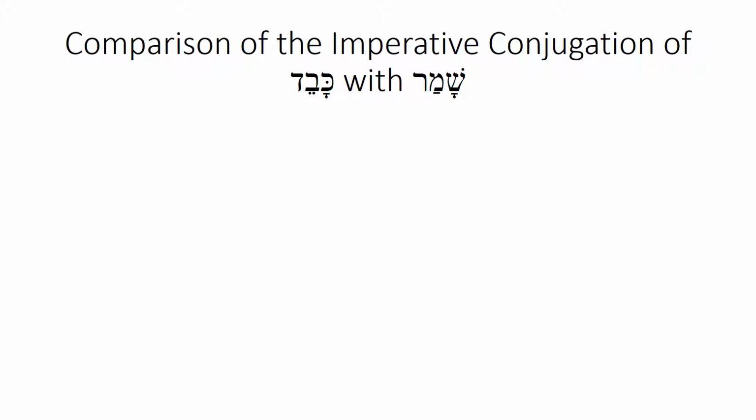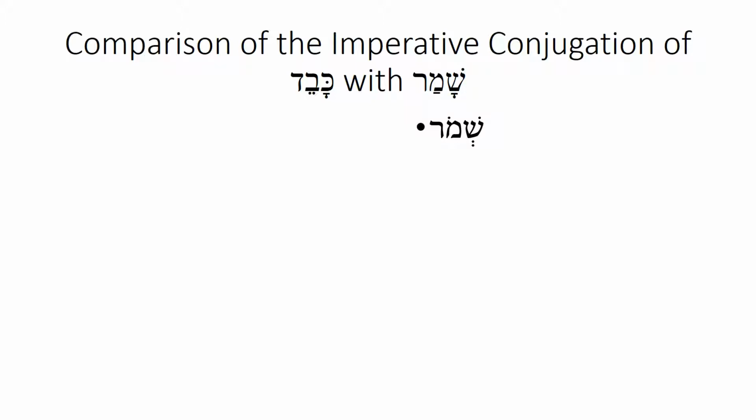Okay, that was the imperfect conjugation of an E-class vowel. Let's look at the imperative conjugation of an E-class vowel, kaved, and we'll compare it with shamer. And of course, because the same things happen in the imperative that happen in the imperfect, we'll expect similarities here, because the imperative conjugation is formed from the imperfect conjugation.